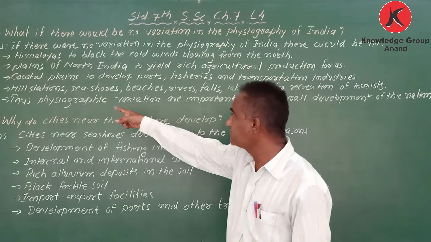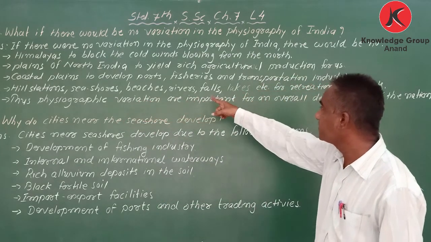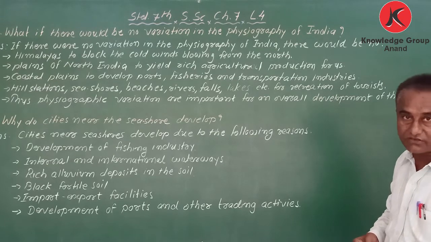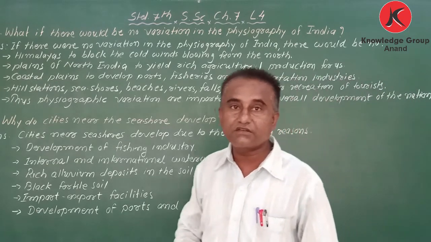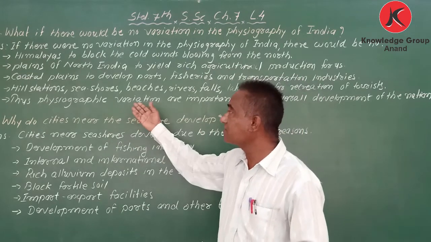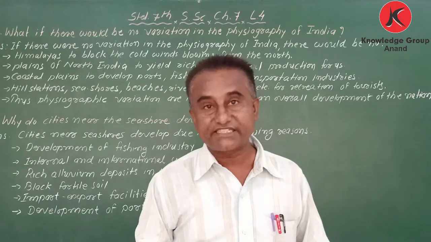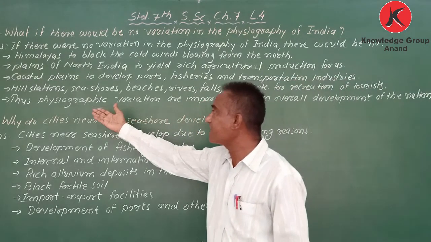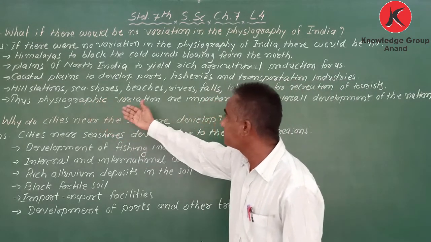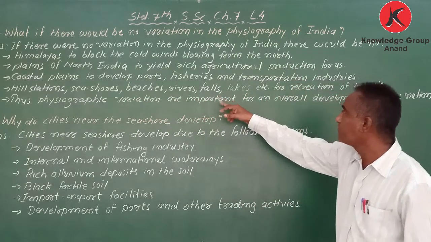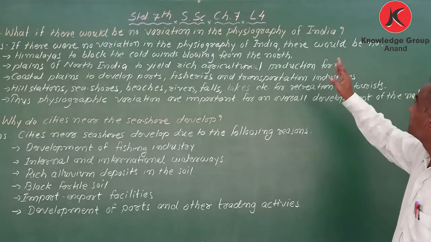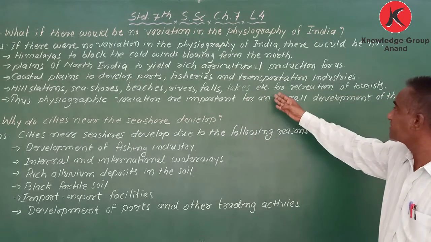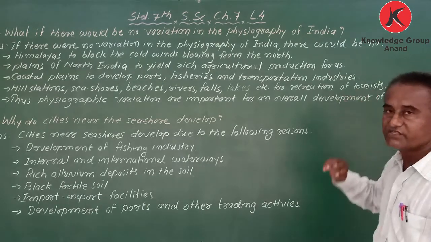Next one, there would be no hill stations, seashores, beaches, rivers, falls, lakes, etc. for the recreation of tourists. If there is no variation, there is no tourism. Recreation means manoranjan. We get recreation from hill stations, seashores, beaches, rivers, falls, lakes, etc. So there would be no recreation for tourists. Got it?